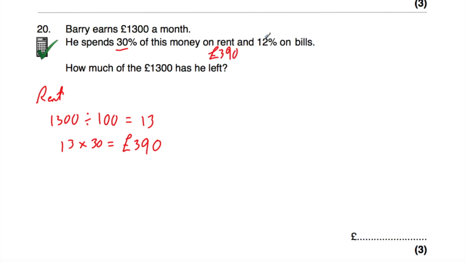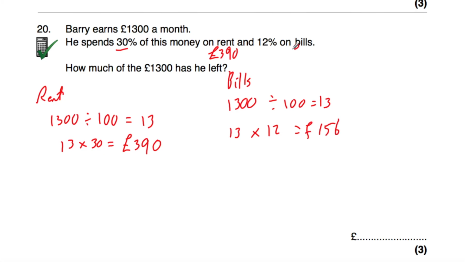In terms of his bills, that's 12% of his money, so if we take the 1,300 and divide that by 100, that's equal to £13. And then if we take the 13 and multiply that by 12, that'll be how much he spends on his bills. So 13 multiplied by 12 is equal to £156. So he spends £156 on his bills.